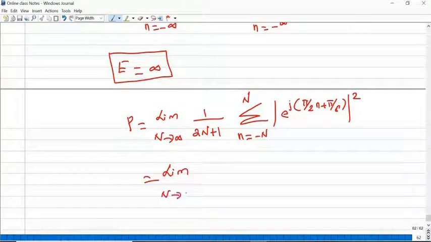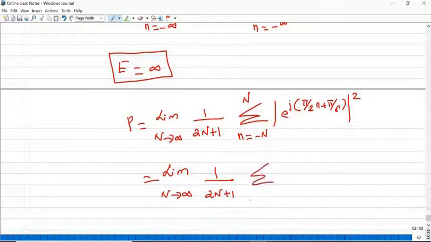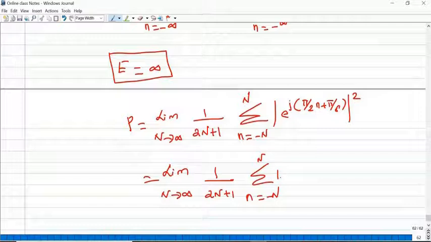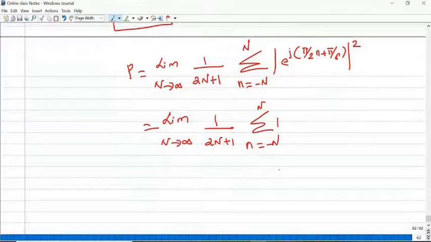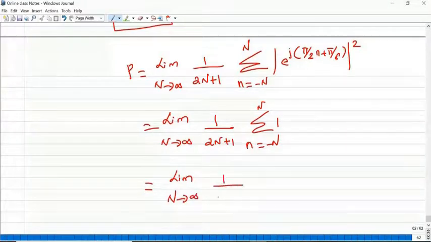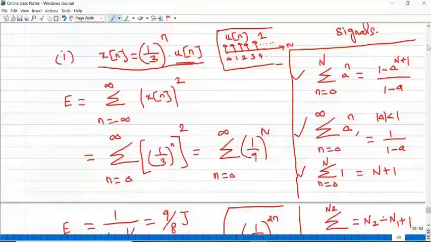So limit n tends to infinity 1 divided by 2n plus 1, summation n equal to minus n to n of 1. Okay, so minus n to n of 1. Check the formula. Your summation formula: limit n tends to infinity 1 divided by 2n plus 1, minus n to n of 1. Any formula?